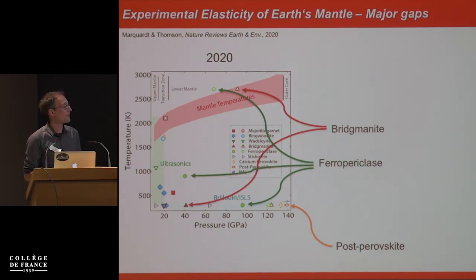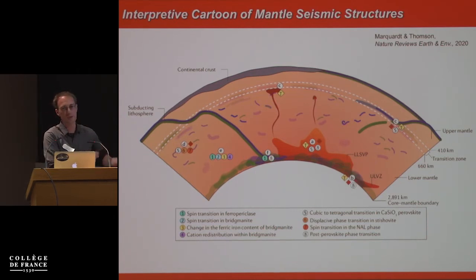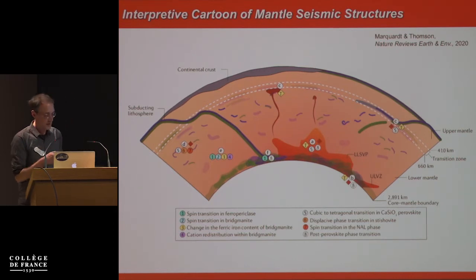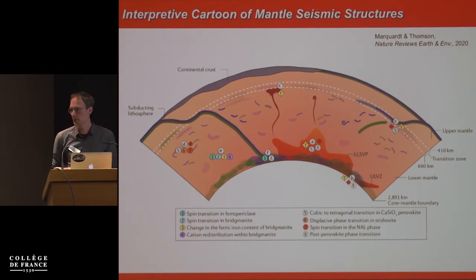And does that matter is the question, obviously. It matters because it leads to a complete ambiguity in interpreting observations, seismic observations in the lower mantle. This is just a kind of cartoon-like depiction of major features that have been depicted in the lower mantle by various seismic tomography studies.